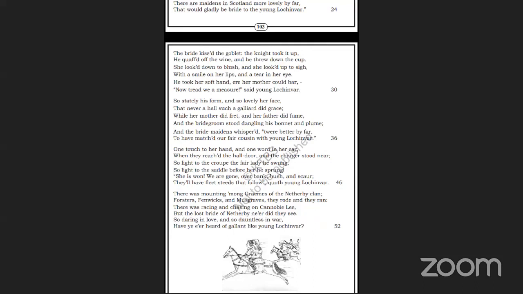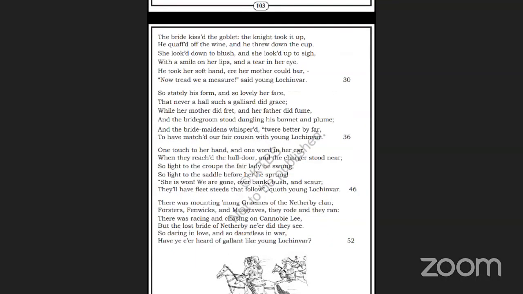Her man had come to save her from that unwanted groom who was selected by her father. Okay, next line. With a smile on her lips and tear in her eyes. See, line number 4. Very interesting. Smile on her lips, tear in her eye. See, both the feelings she had.